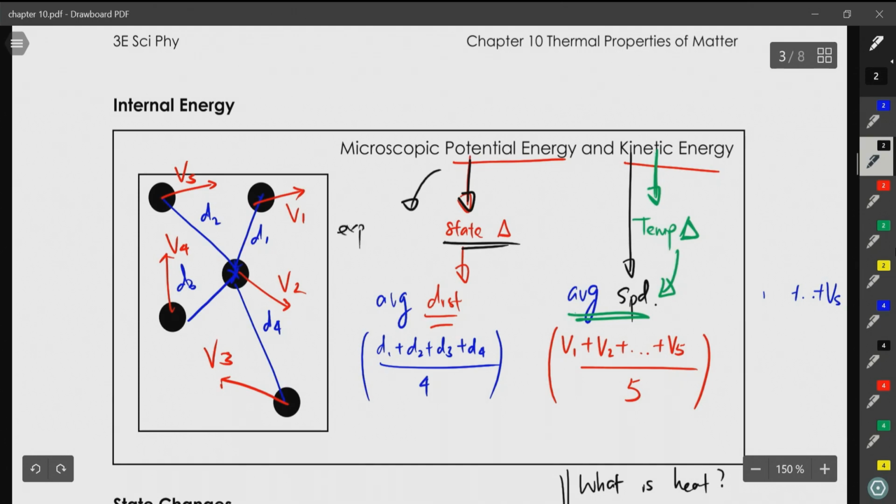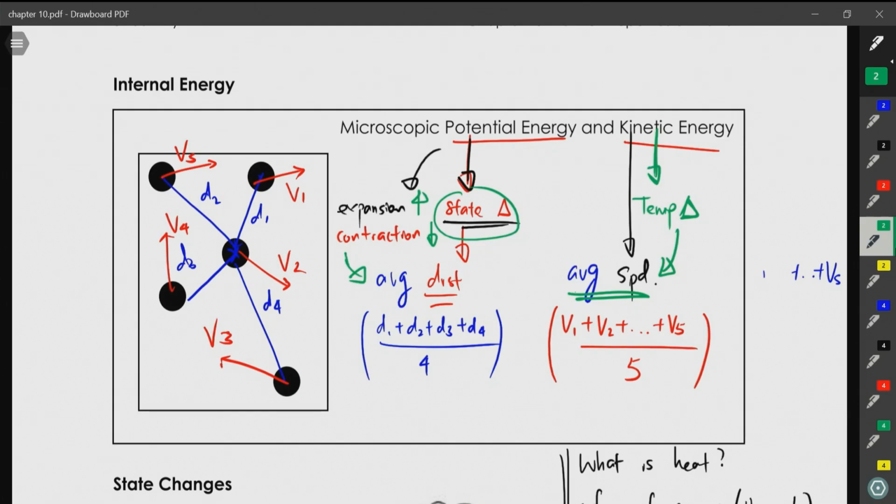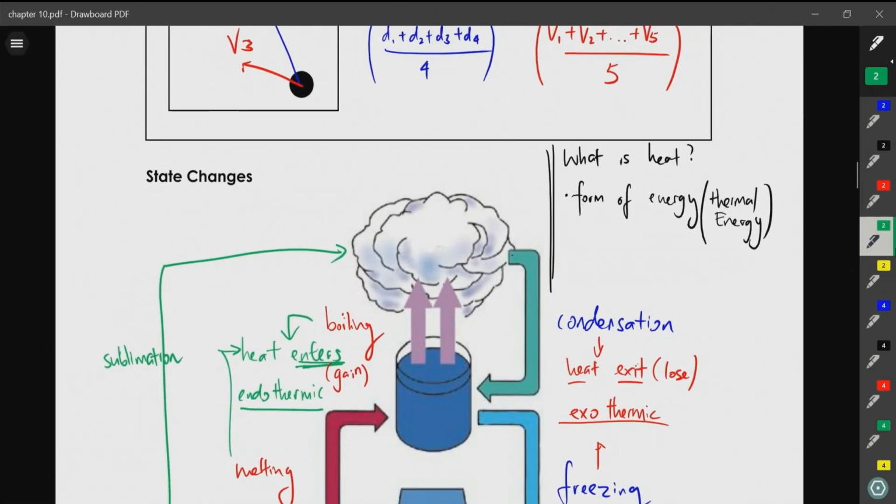apart from state change, we can also talk about potential energy when an object is undergoing expansion or contraction. Because what we are actually looking out for in potential energy is the average distance between the particles. We know that in expansion the distance increases, and in contraction the distance decreases. More importantly, during state change this distance changes drastically, or significantly. I mentioned the idea of average in class, so I'm not going to go through that. Then we go to state changes.